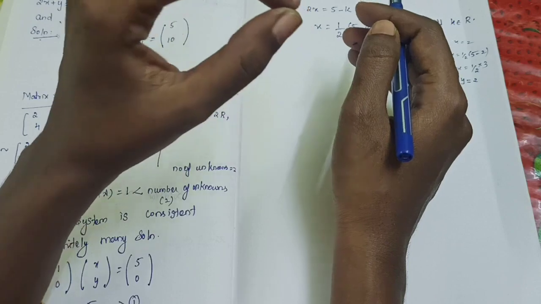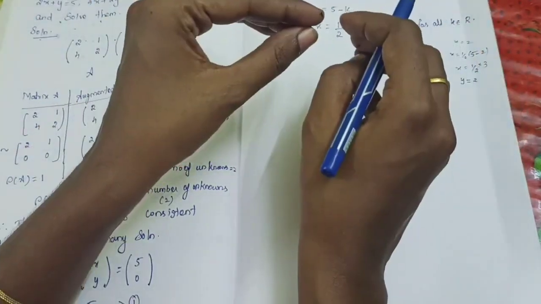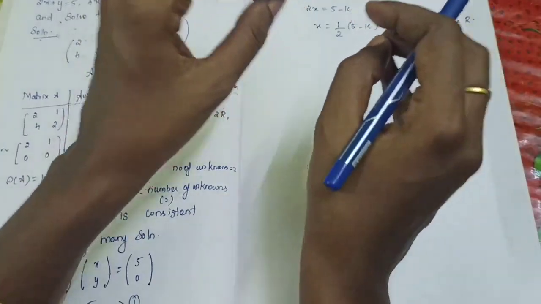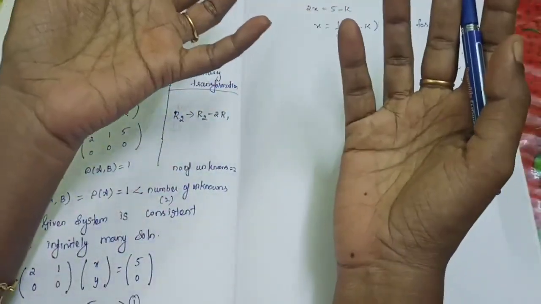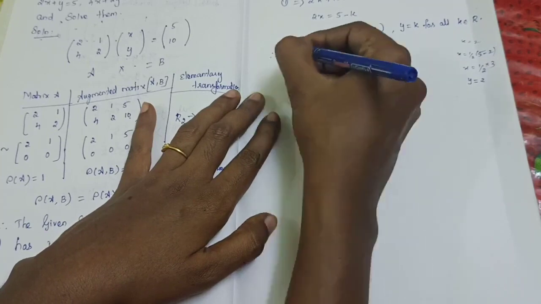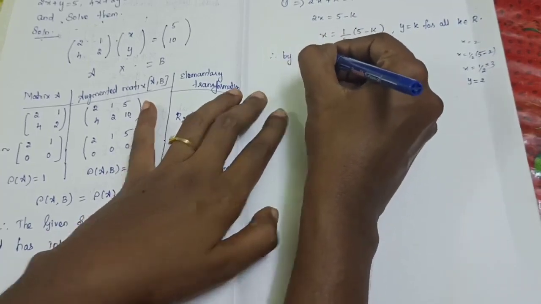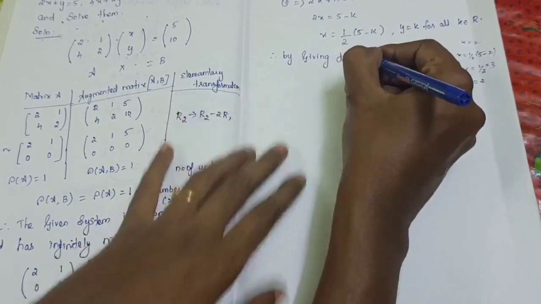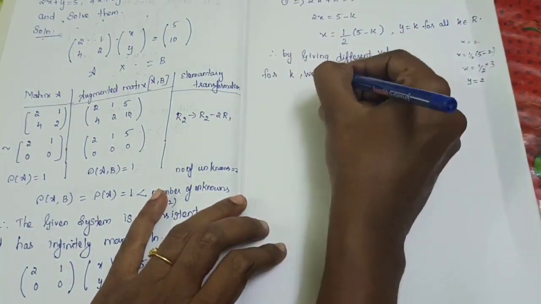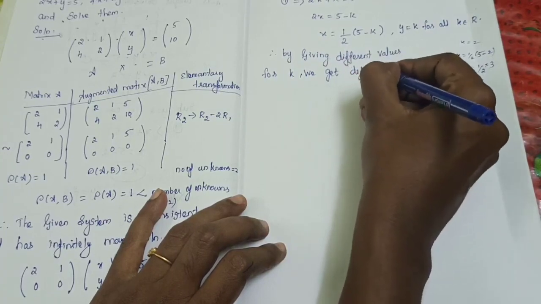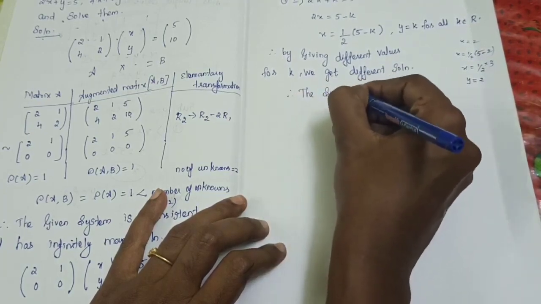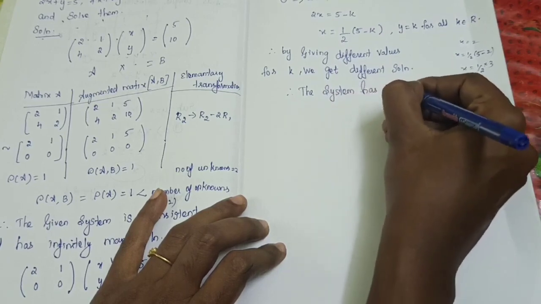So when we are substituting different values to k, we will get different solutions. That's the meaning. Hence, the system has an infinite number of solutions. We are going to conclude the answer. Therefore, by giving different values for k, we get different solutions. Therefore, what will you say? The system has infinitely many solutions.